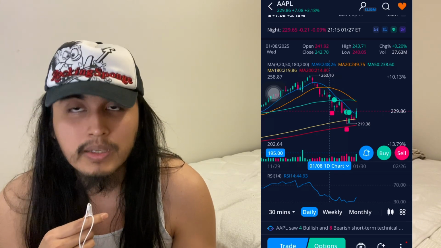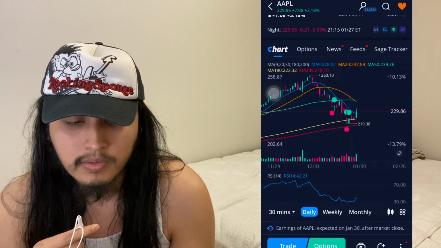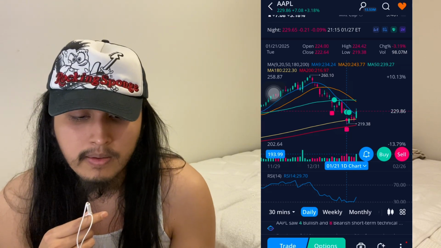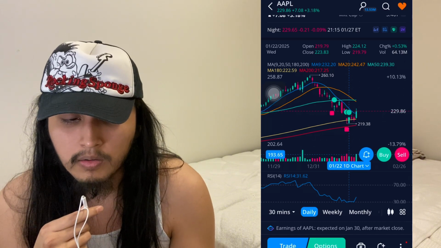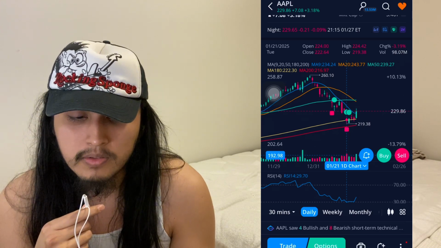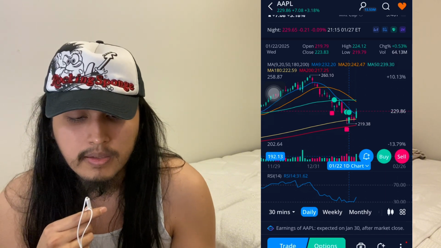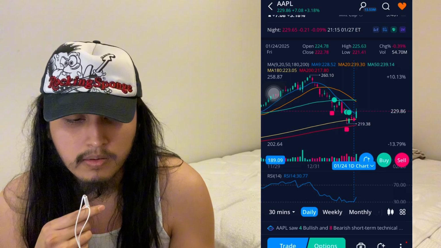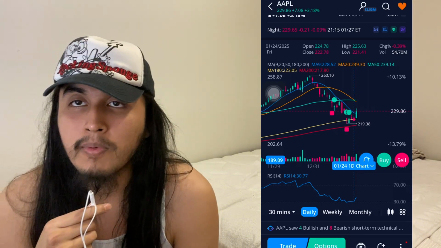moving average, because my personal entry point to get into Apple was as soon as Apple landed on the 180-day moving average. So when that opportunity presented itself, I bought a couple of call options here on the 21st, I'm sorry, the first couple of call options into Apple. Then on the 22nd, I bought a couple more call options. And then my last time buying call options was on the 24th.